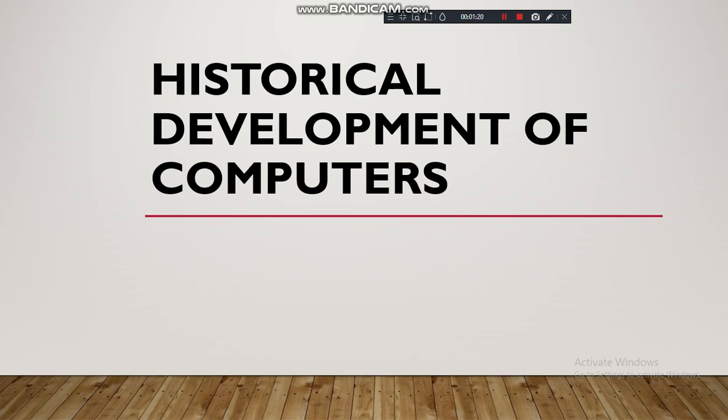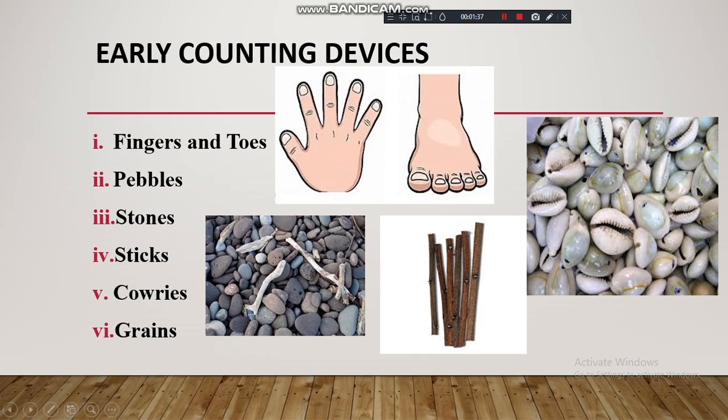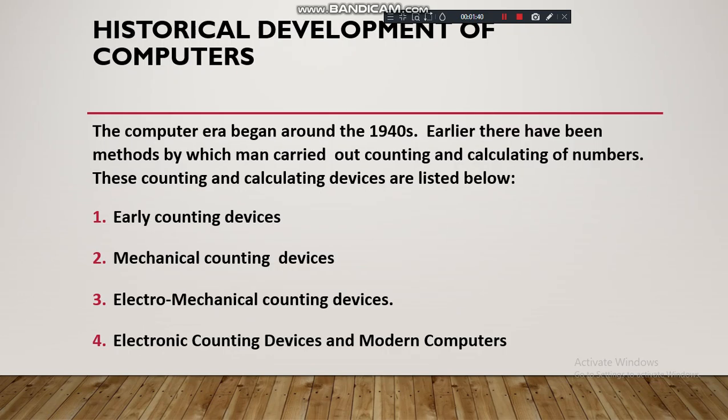Computer as a word actually means a calculator, as the word compute means to calculate. That goes to tell you that the computer as a device was developed out of several calculating devices to arrive at what we have today. Now we're going to be looking at the various historical developments of computers. The computer era began around the 1940s. As at then, there was need to do a series of calculations, and what they could use were things they could see around them. The early men could only use things they could see around them.